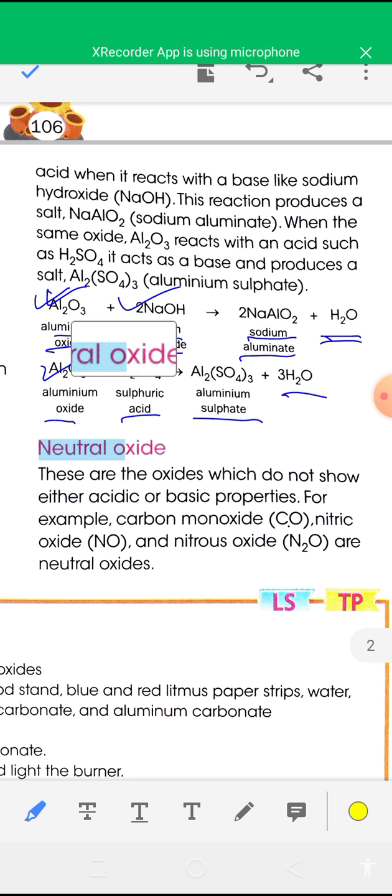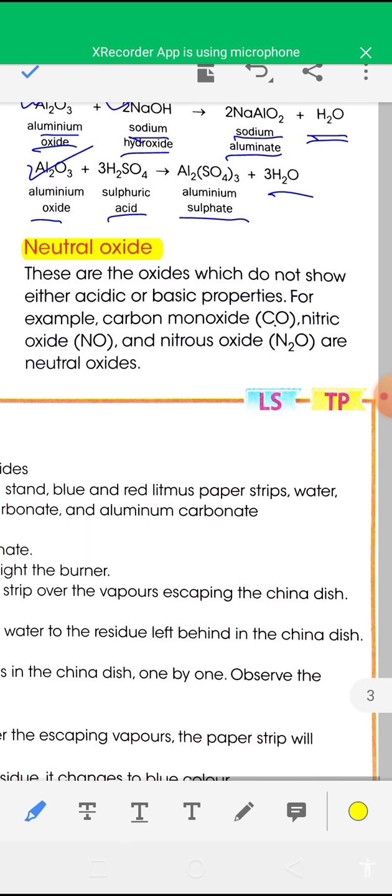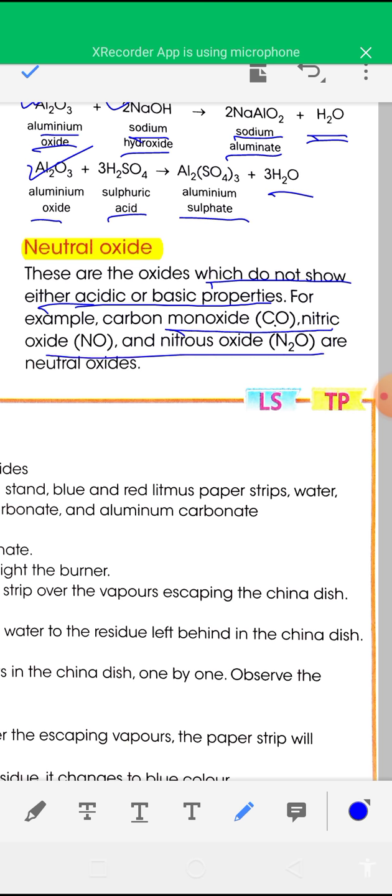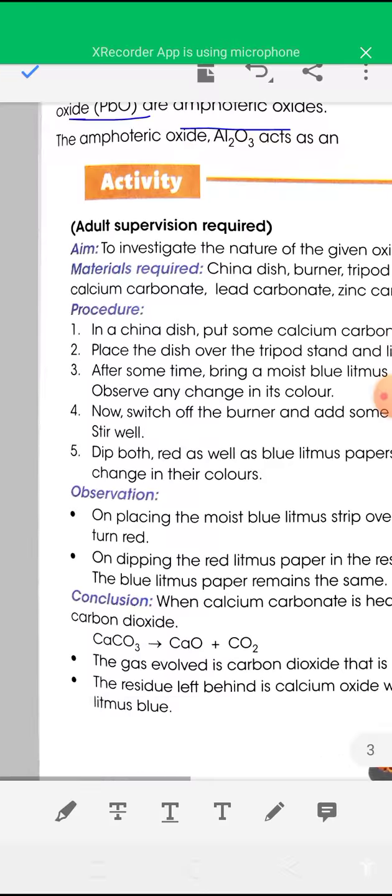And the last type of oxide is neutral oxide. Neutral oxides are generally non-metallic oxides. These are oxides which do not show either acidic or basic properties. For example, carbon monoxide, nitric oxide, nitrous oxide, all these are some examples of neutral oxide.